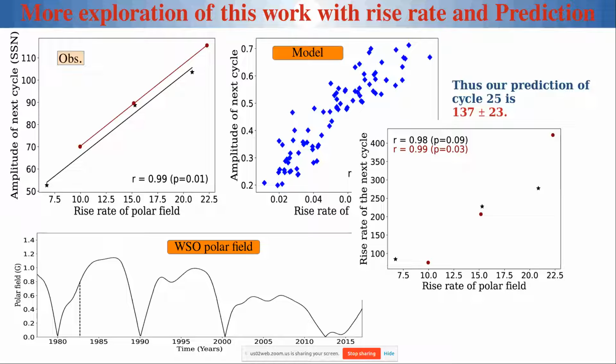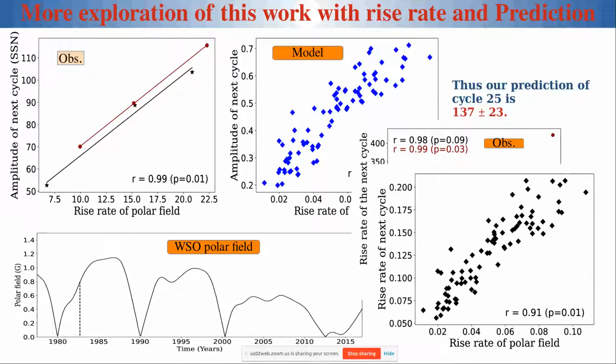So we know the Waldmeier effect, that is WE2, that the rise rate of the cycle is directly related to the amplitude of the cycle. Here the polar field rise rate is also related to the rise rate of the cycle. So this also links the physical connection between the polar field rise rate and the Waldmeier effect. We got this property in both dynamo models and observational data.